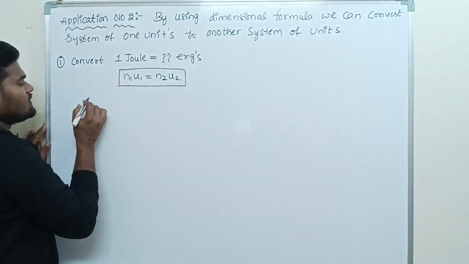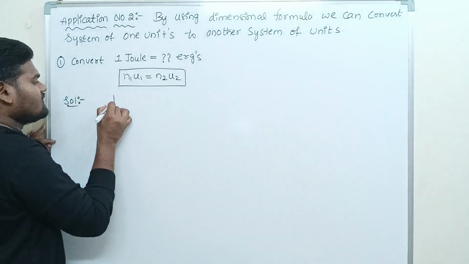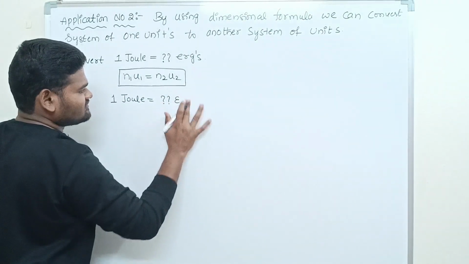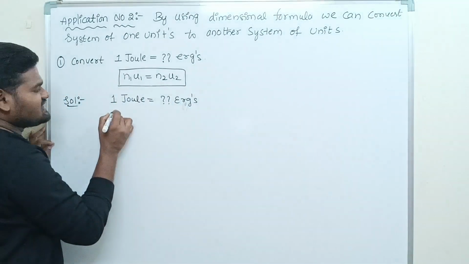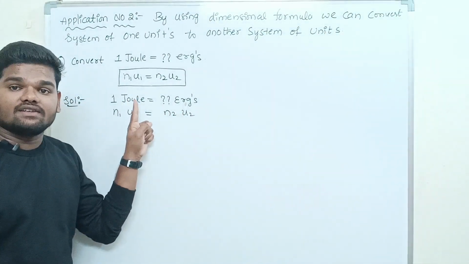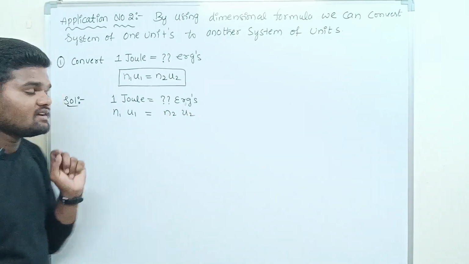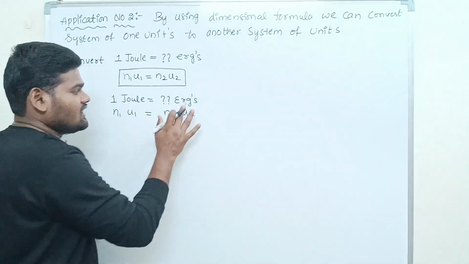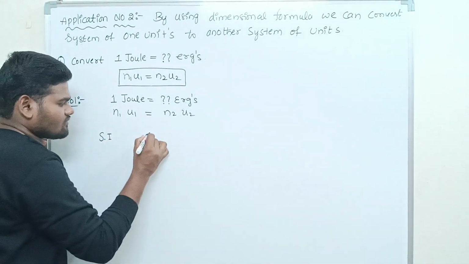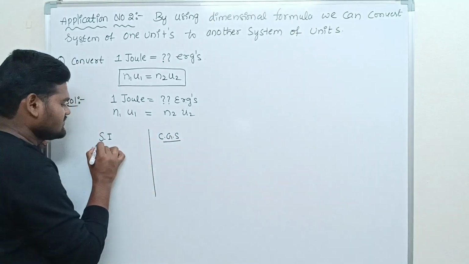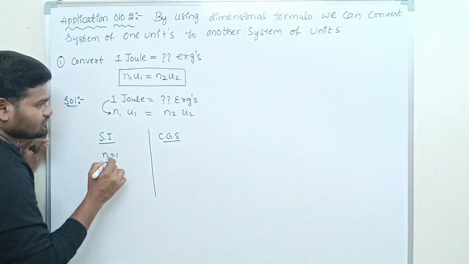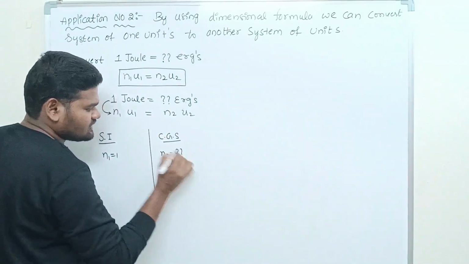Right. So joule, what is the solution? Just see the solution. 1 joule is equals to how many ergs? Okay, right. So what is the formula we have? N1 U1 is equals to N2 U2. One thing is clear that joule belongs to SI unit system. Is it clear? Joule belongs to what? SI unit system. And erg belongs to what? CGS system. I'm just writing SI units and CGS units. What is the value of N1? N1 is equals to how much? 1. What is N2? We don't know. We have to find.